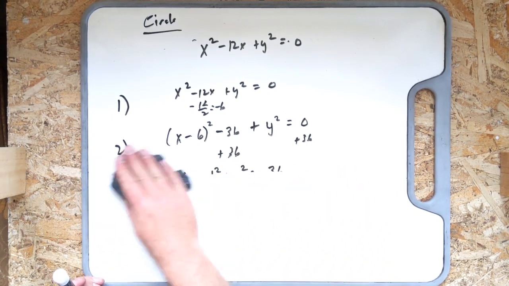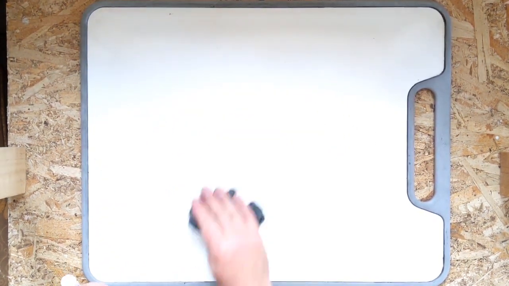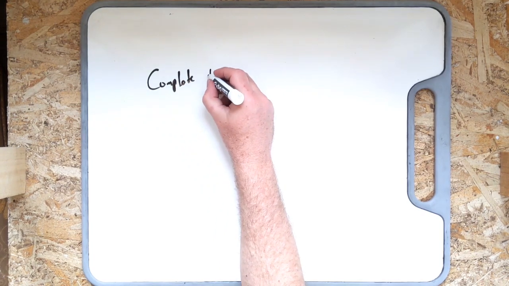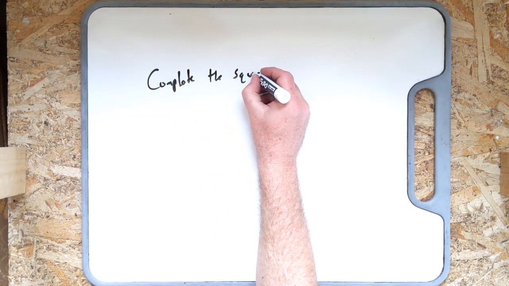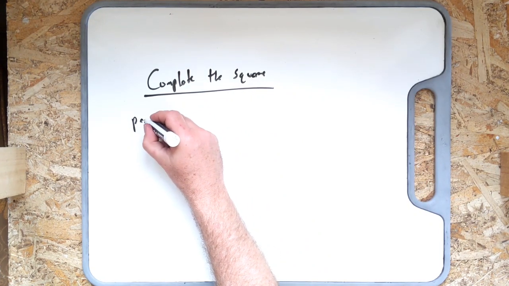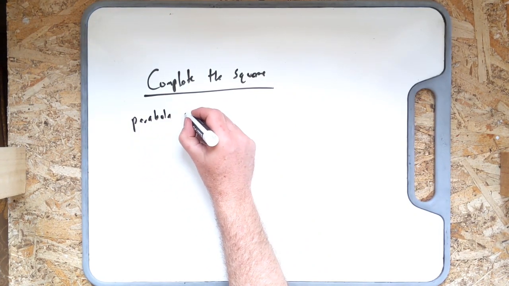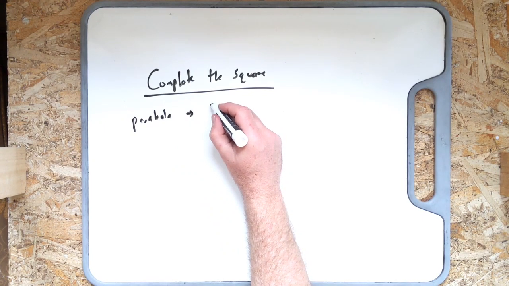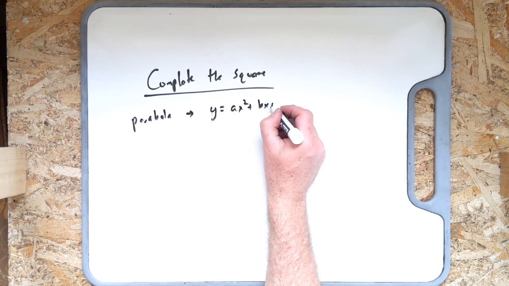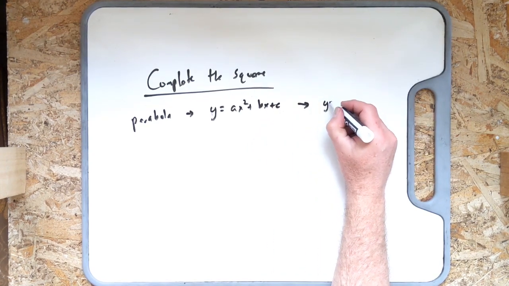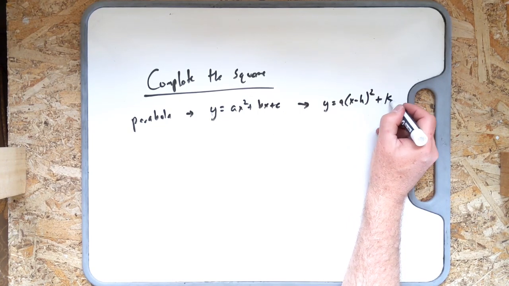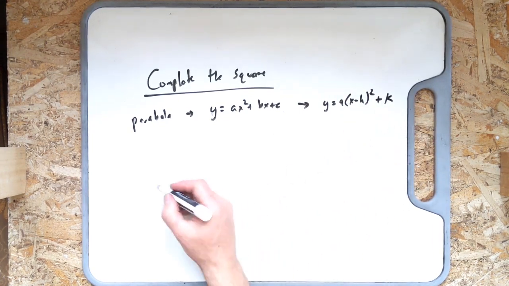So let me just summarize and give the homework. We are completing the square for parabolas and circles. The idea for a parabola is you go from an equation that looks like y equals ax squared plus bx plus c to an equation that looks like a times x minus h squared plus k, so that you can get the vertex out.